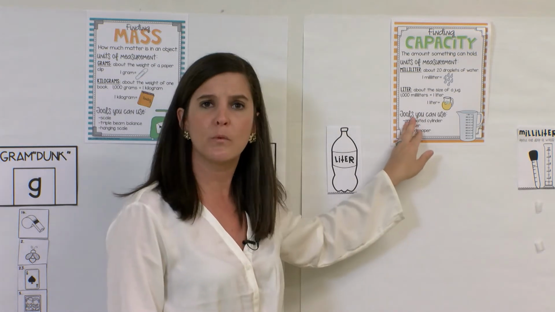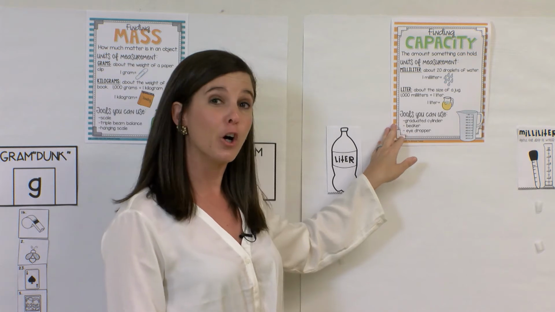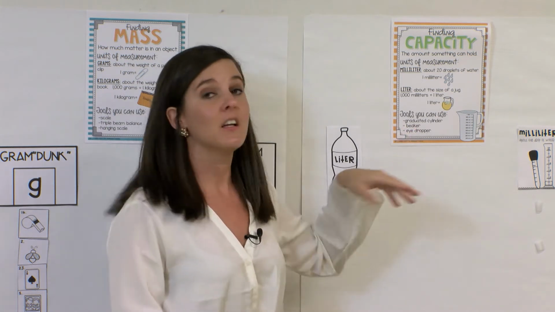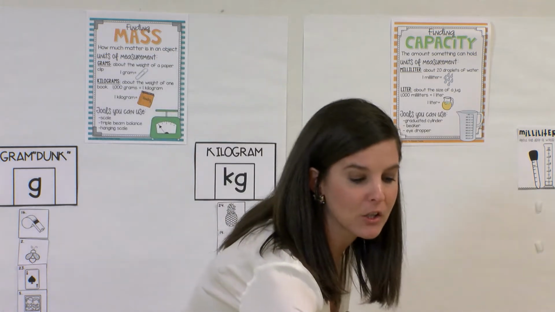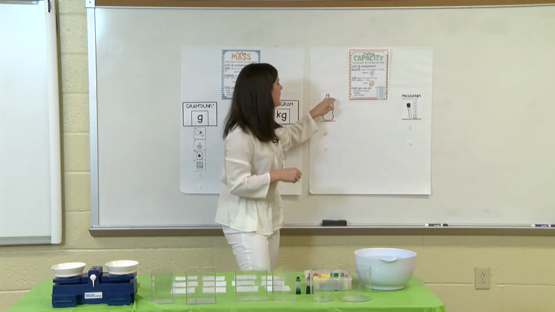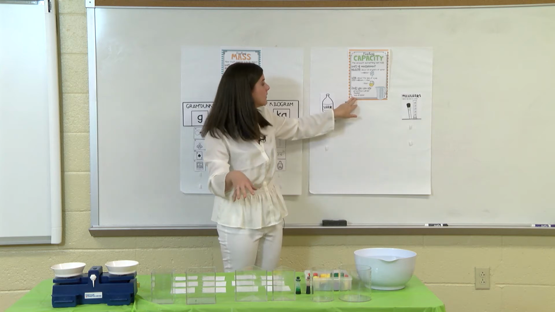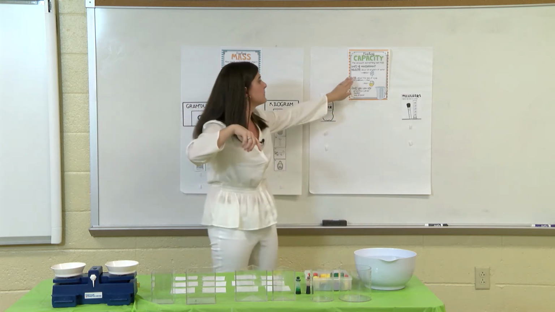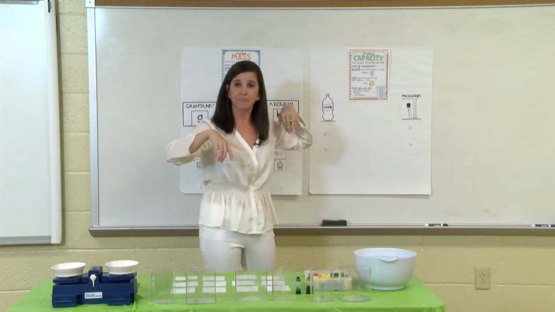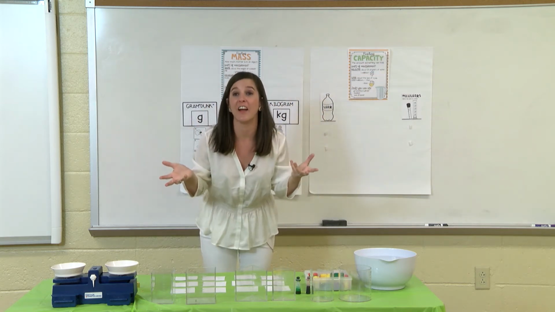So some tools that we might use for finding volume of a liquid would be a graduated cylinder, okay? Kind of like these right here. And then also a beaker, and then an eyedropper if you're doing very, very small amounts, those milliliters. Does everybody see that? Okay, so we're going to look at that, okay?